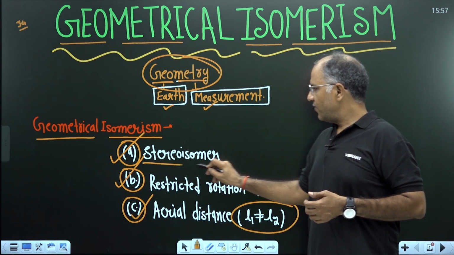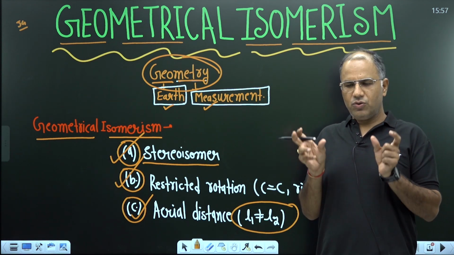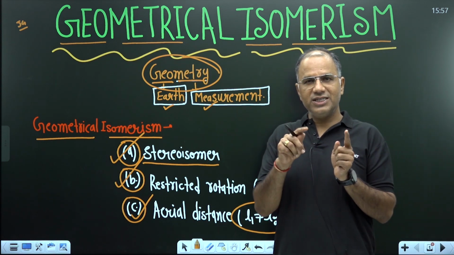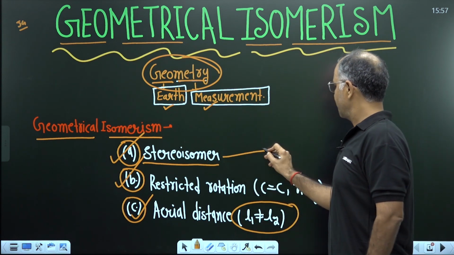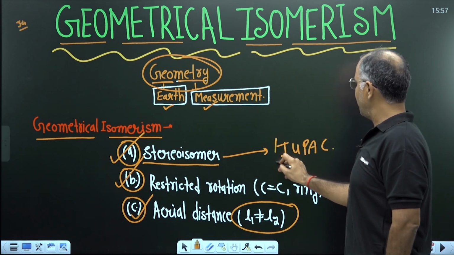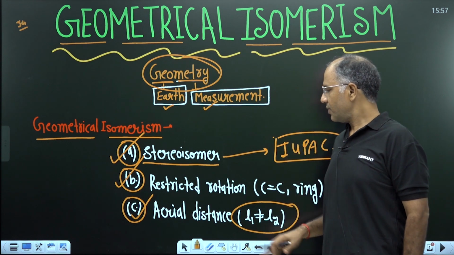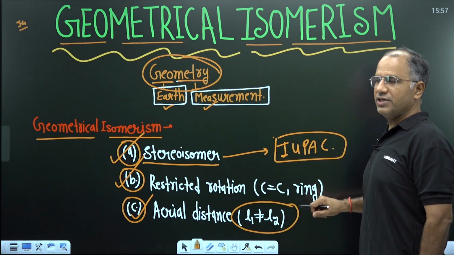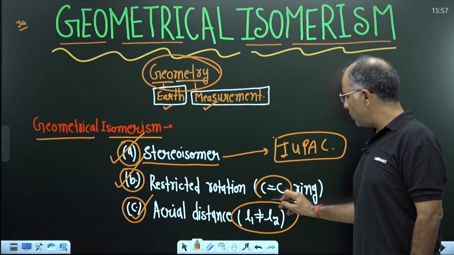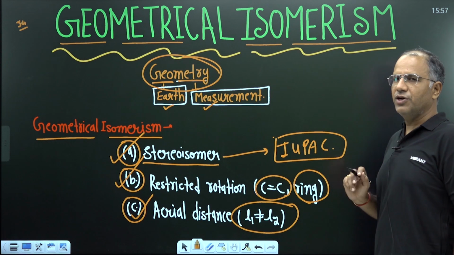How to identify whether two isomers are stereoisomers or not? In order to check, they must have the same IUPAC nomenclature, excluding RS configuration and EZ. If we exclude RS and EZ, then their IUPAC nomenclature will be the same. Second is restricted rotation. Restricted rotation means if there is a C double bond C, meaning there is a pi bond, or if there is a ring, there will be restricted rotation.